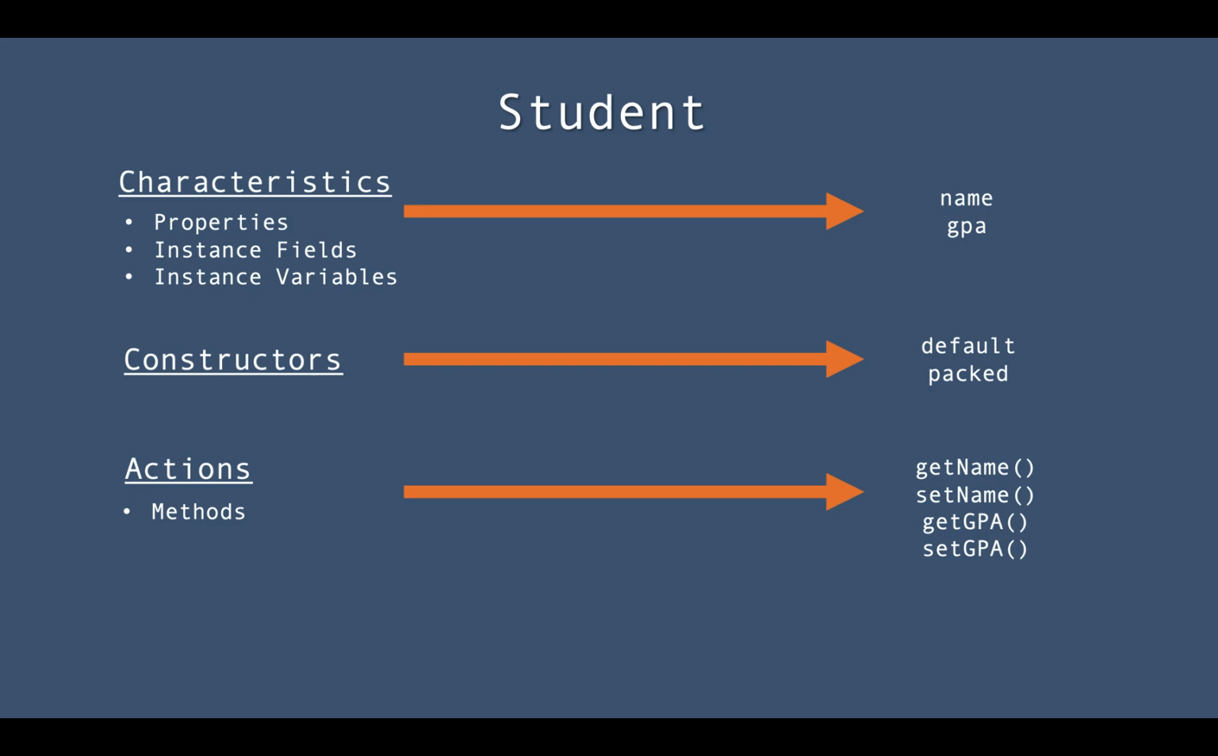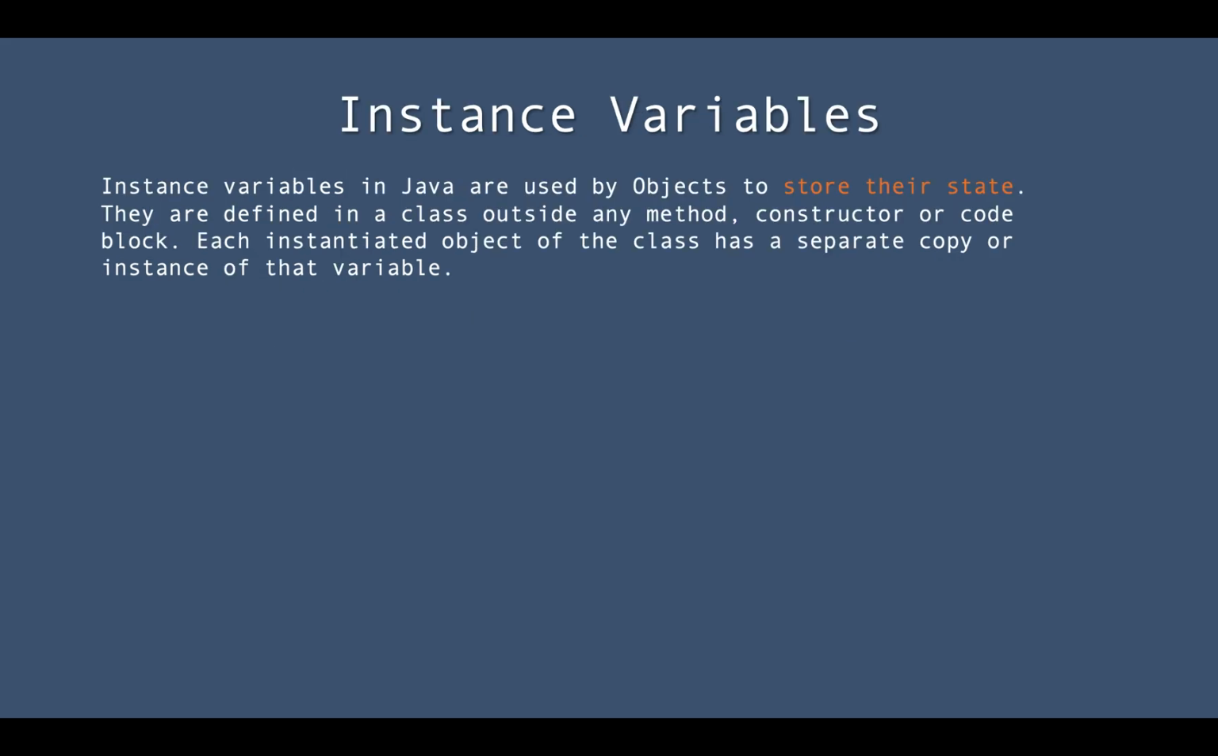Now in that case, s is an object, and that student object will have a name and will have a GPA. That is the object's state. So it's the values that describe the object. I'm not sure of a better way to say that, but we'll look at some examples, and I hope that will clarify it. So again, they're defined in a class outside any method, constructor, or code block. And each instantiated object of the class has a separate copy or instance of that variable.